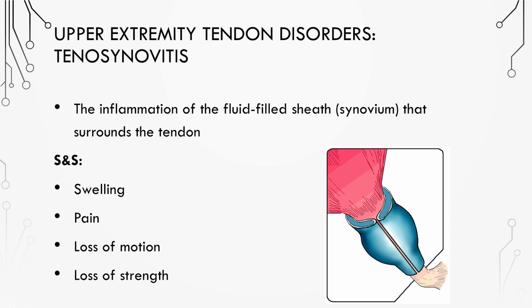Tenosynovitis is inflammation of the synovial sheath surrounding the tendon. It's important to distinguish this from tendinitis, as this is inflammation of the tendon, while tenosynovitis is inflammation of the synovial sheath. Tenosynovitis can be extremely painful, and it can lead to pronounced swelling and strength loss, and may even lead to loss of function in the affected limb.